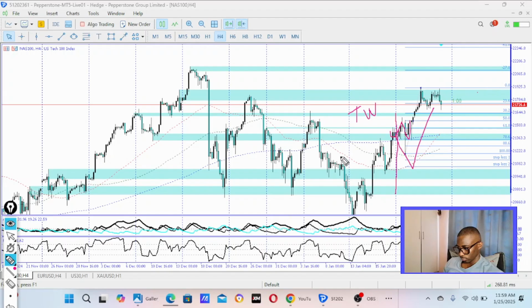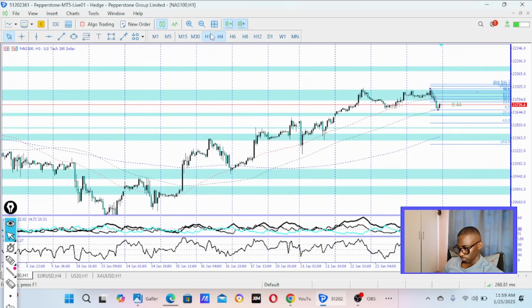So let's go to the smaller time frame, H1, to see how we could have capitalized on this small move. Nasdaq, let's go to H1. See, the market was over here, and I was looking for price to drop here to give me that double bottom for price to push up. So that did not happen.